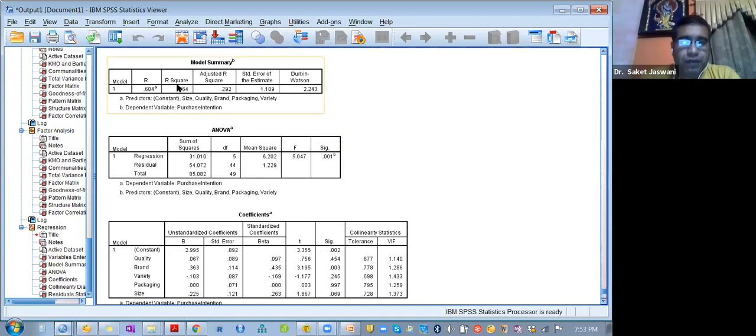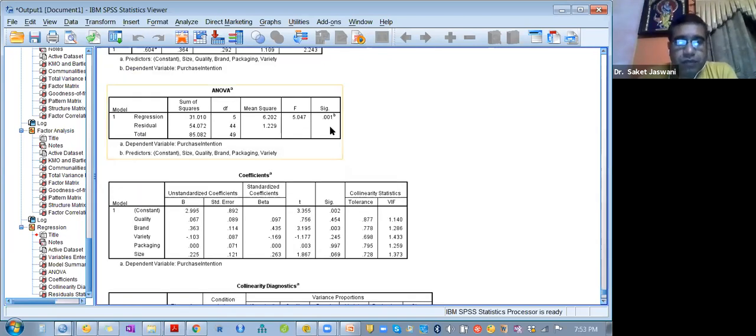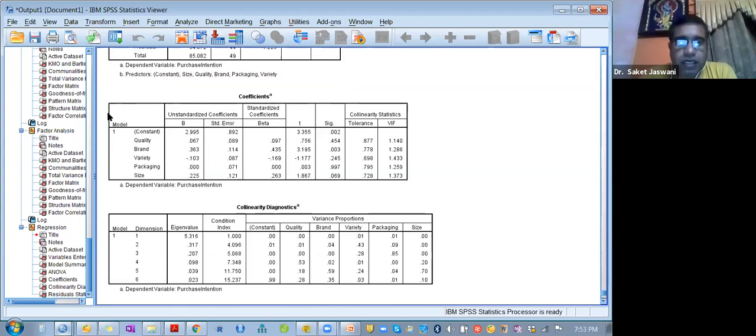Okay. In R square, you see 36% is explained. So how much is left? Around 64% is left. It means there are 64% variables we have not considered in our study, right? But with these 5 independent variables, the model is significant enough. Now we need to check how the individual independent variables are affecting. So let's see another table, the coefficients table, where you can see the individual independent variables: quality, brand, variety, packaging, and size. The significance value is important here.